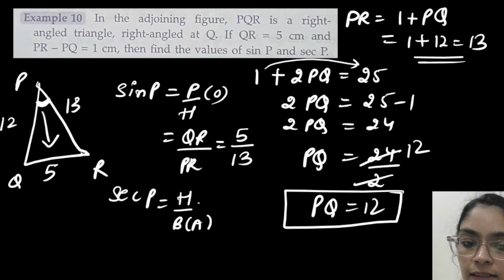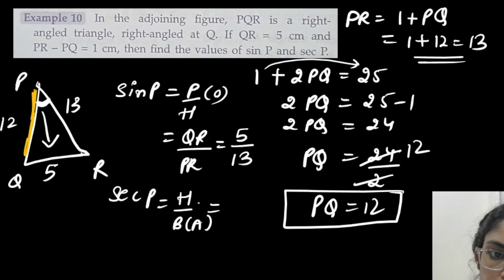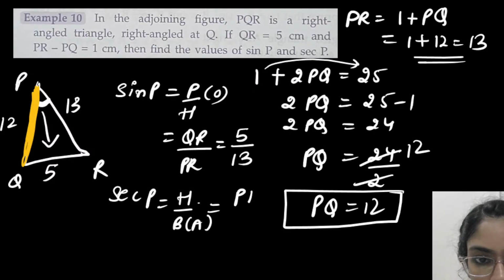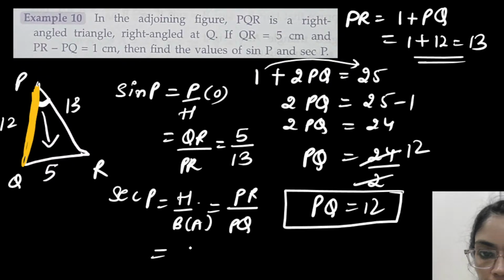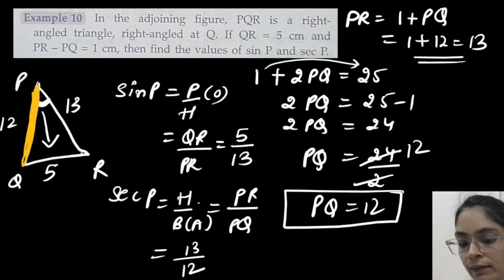Base is the adjacent side. Adjacent side means the side which is in contact with angle P. Hypotenuse is PR and base is PQ. So we can just substitute the values. PR is 13 and PQ is 12. So secant P is 13 by 12 and sine P is 5 by 13.